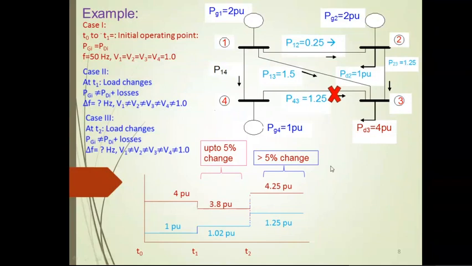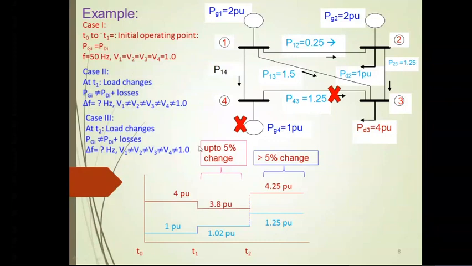Now, in the category of large disturbance, there can also be, let's say, a line trip. That means the line that connects bus 4 and bus 3 is disconnected suddenly. In that case, the power flow in the line is suddenly interrupted, and this is also a form of a large magnitude change in the power flow in the network. So this is another example of a large disturbance.